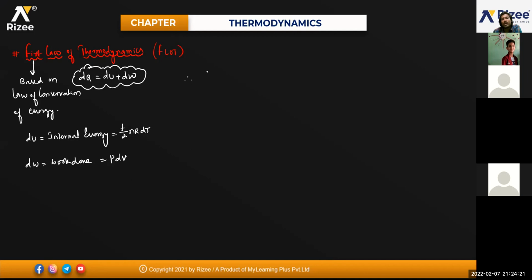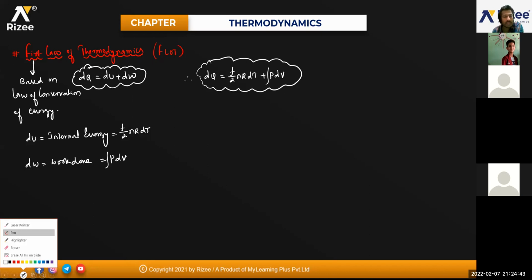So therefore I can write dQ is equal to f by 2 n R dT plus work done, which will be equal to integral of P into dV. So I can write like this. Here also integral of P into dV. Okay. So if I'm taking the sign conventions for this one.